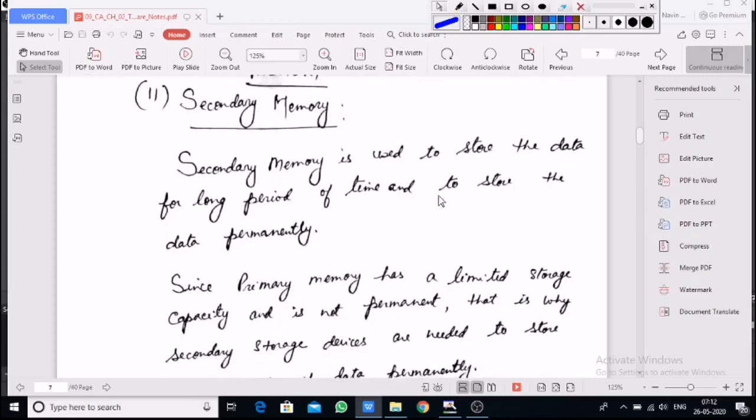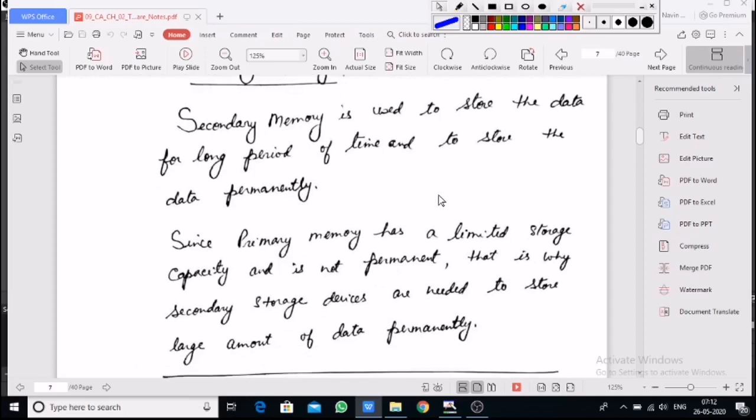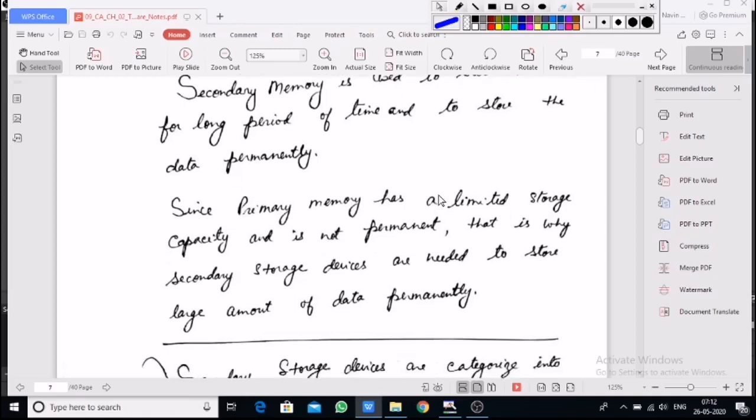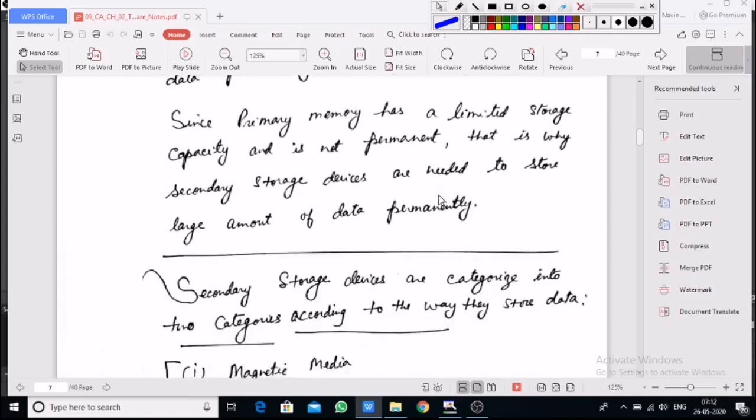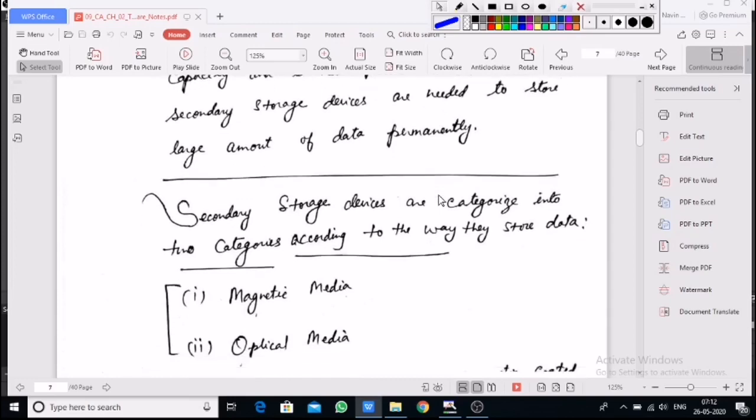And why do we need a secondary memory device? As primary memory has a very limited storage capacity and is not permanent, we need secondary storage devices to store a large amount of data permanently.